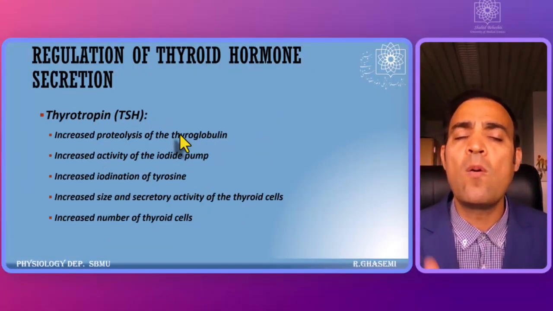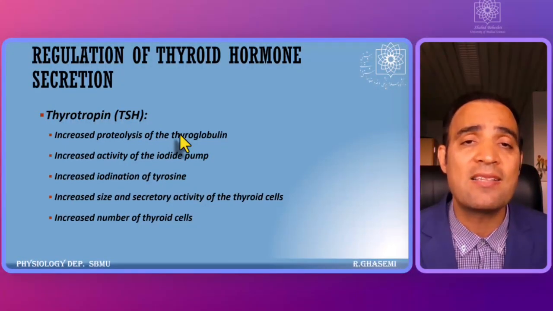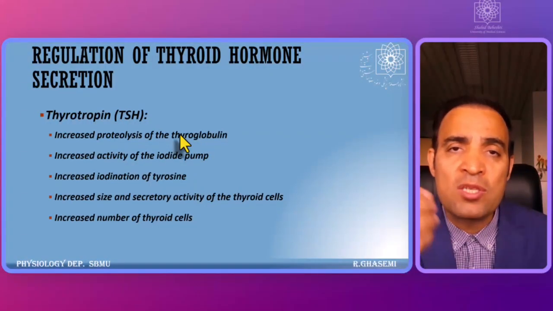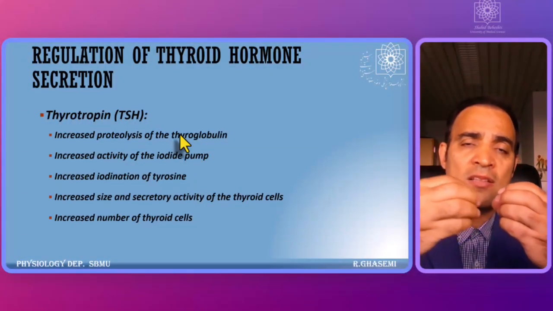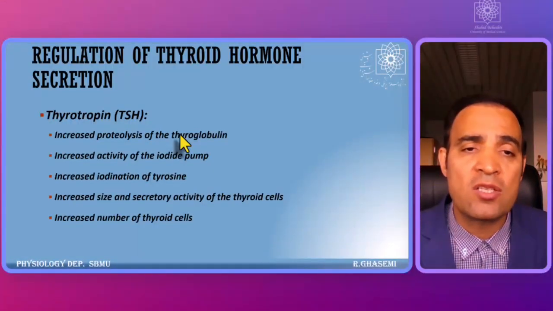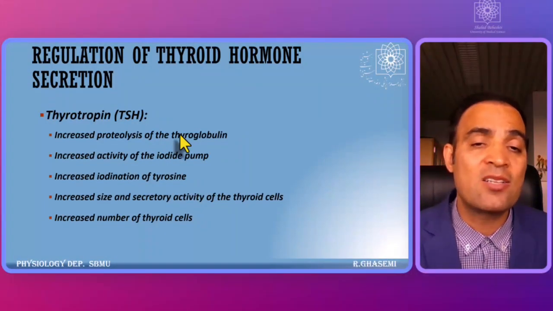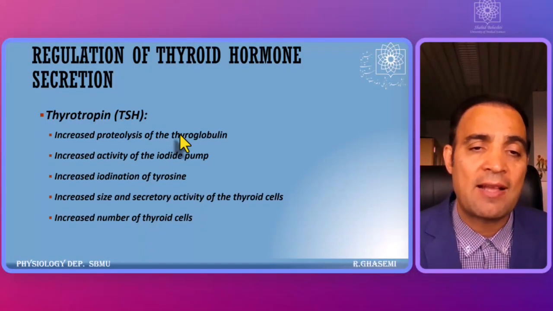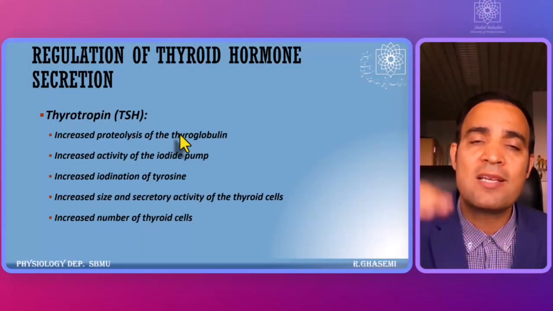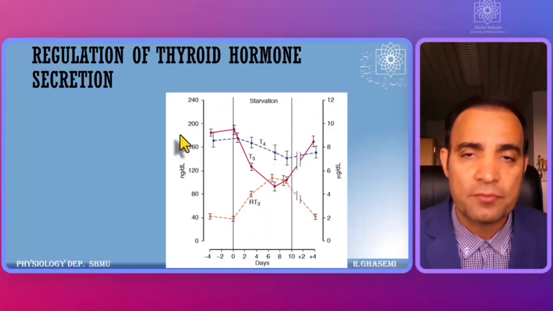TSH increases all the aspects of thyroid hormone synthesis and release. Therefore, we say that it increases proteolysis of thyroglobulin to release the hormones that are attached to the thyroglobulin. It increases the activity of the iodide pump, increases the iodination of tyrosine, increases the size and secretory activity of thyroid cells, and increases even the number of thyroid cells. Those who have a high level of TSH will have an enlarged thyroid gland.